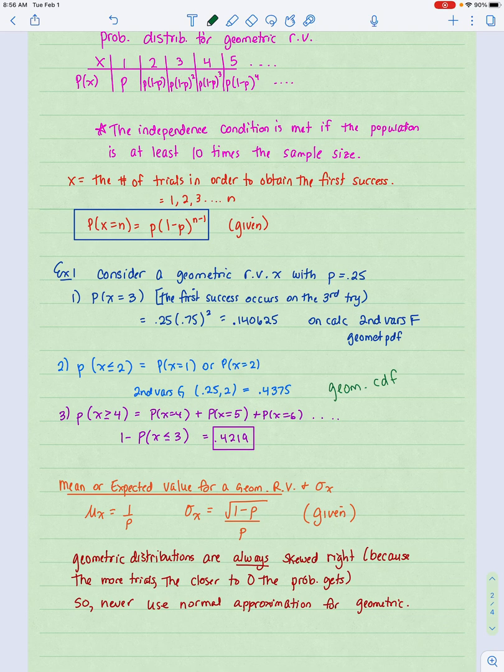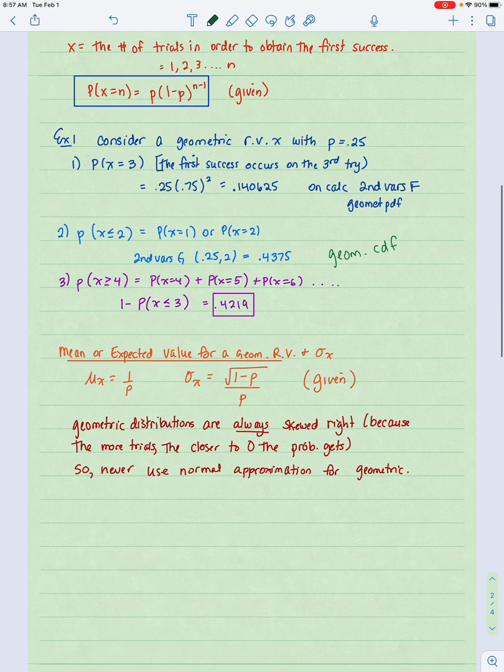And since we're including 4, 5, 6, we're not including 1, 2, and 3. So you do 1 minus, it's still CDF there. 1 minus the probability that x is less than or equal to 3. So when you do geometric CDF, the p is 0.25, and then the x value you would put 3 because you're talking about it not being 1, 2, or 3, and then you have to do 1 minus.